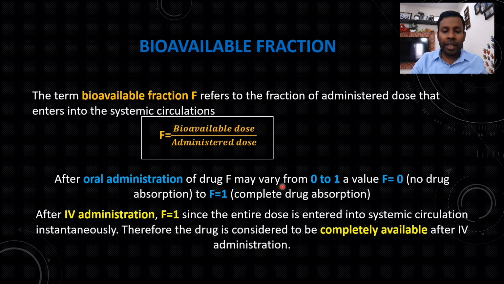When the bioavailable dose is 0, it means no drug is absorbed. When no drug is absorbed, in that case, bioavailable dose will be 0. 0 divided by something is always 0. But when drug is completely absorbed, when all the drug is absorbed, in that case, bioavailable dose will be exactly equal to the administered dose. So after oral administration, this value will range from 0 to 1. 0 when no drug is absorbed, 1 when all the drug is absorbed. So highest value will be 1 and lowest value will be 0.